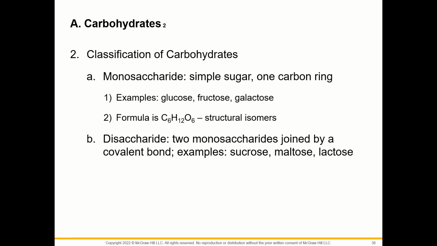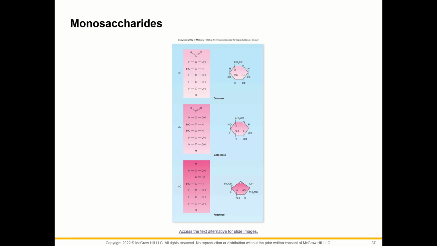Another term that denotes a sugar is saccharide. So in the classifications of carbohydrates, we have monosaccharides, disaccharides, and polysaccharides. Saccharin is the Greek root word for sugar. So monosaccharide is a simple sugar, a one-carbon ring. Examples are glucose, fructose, and galactose. And that structural formula of C6H12O6 leads to isomers, as mentioned earlier. The disaccharide, di for two, is two monosaccharides joined by a covalent bond. Examples are sucrose, maltose, and lactose.